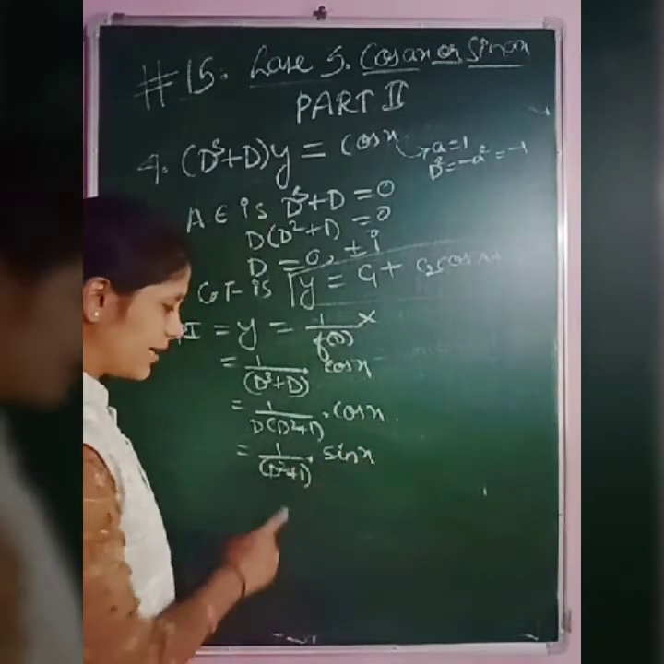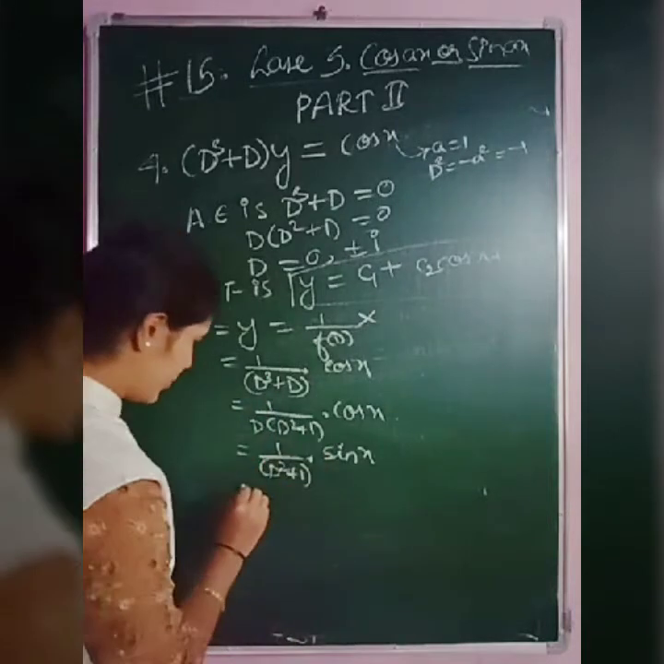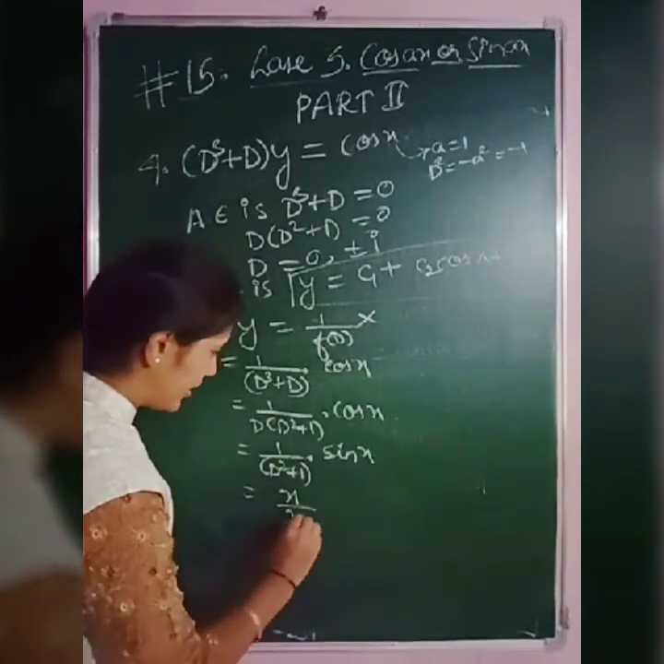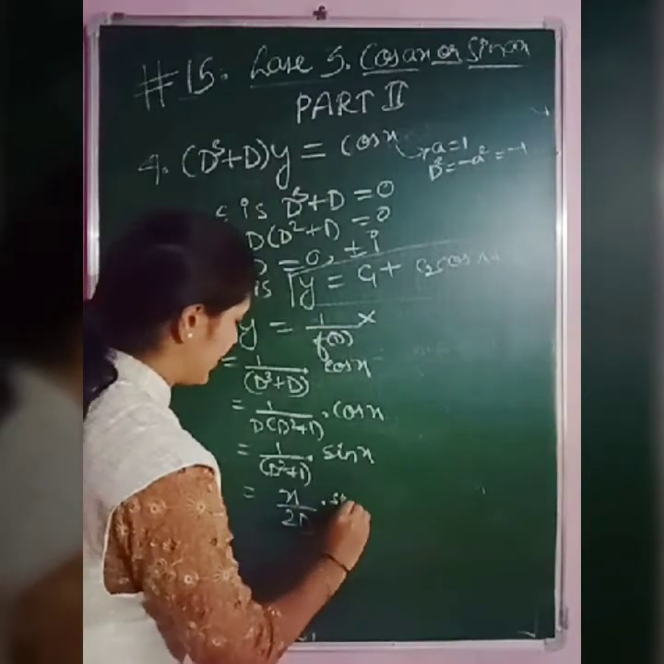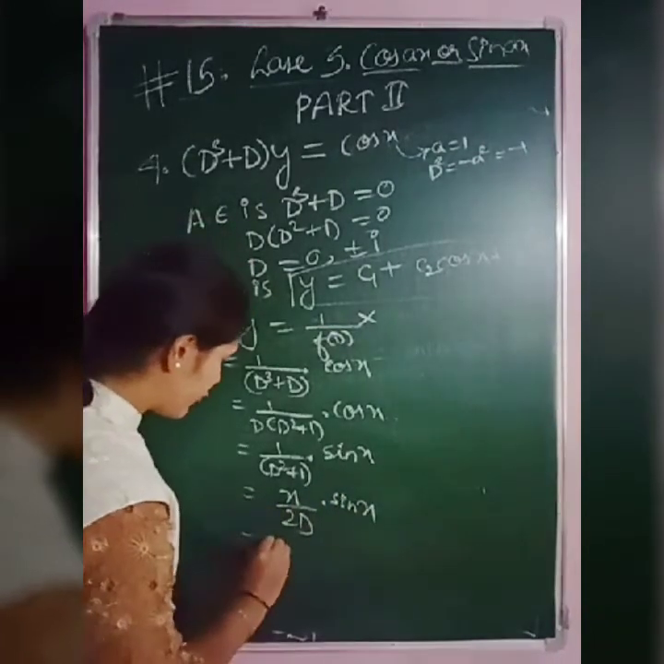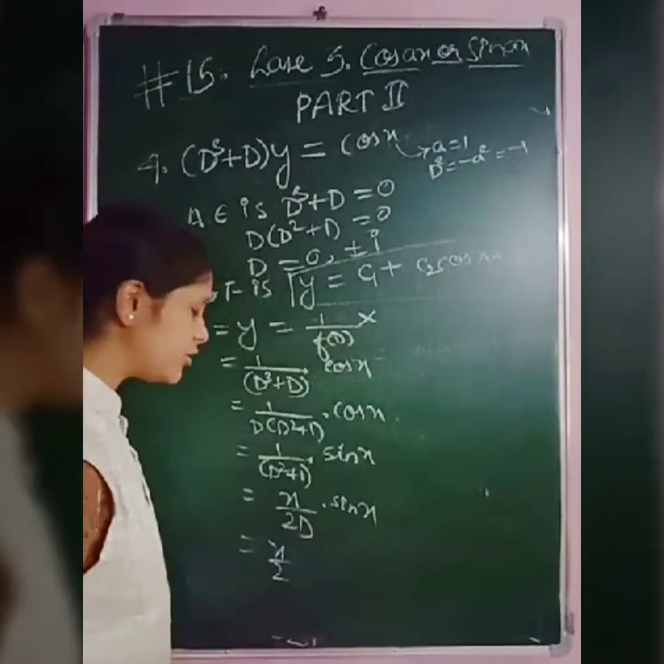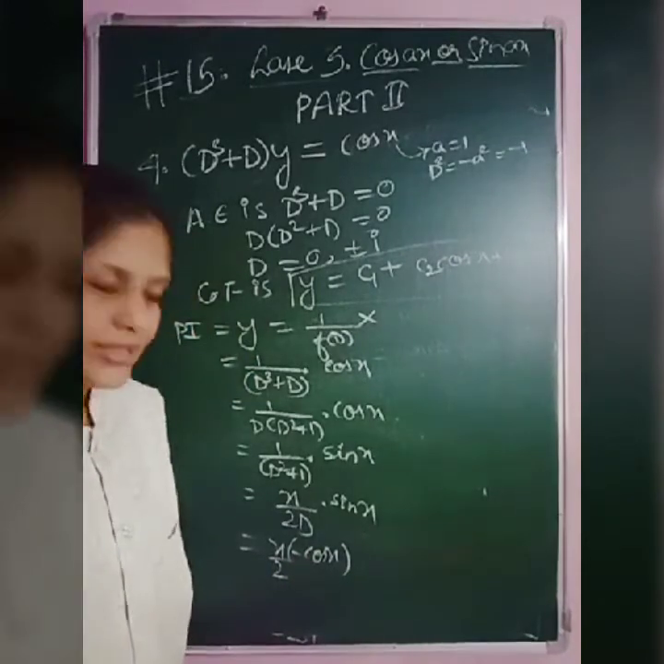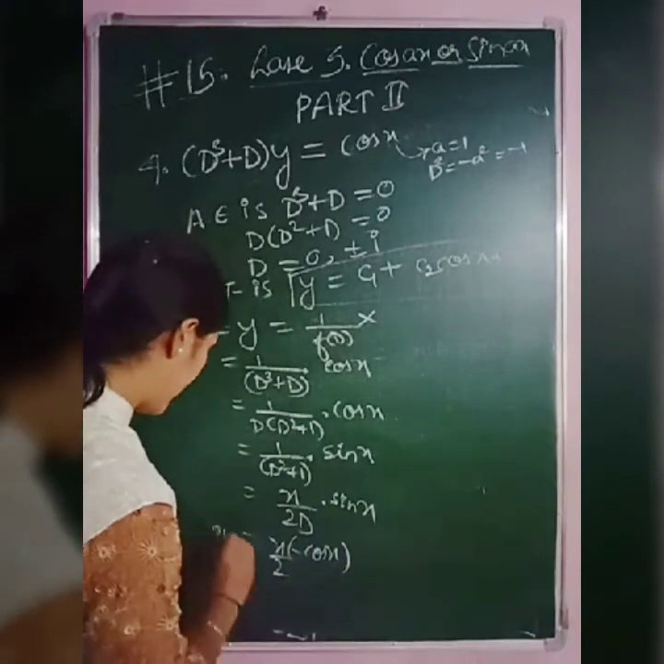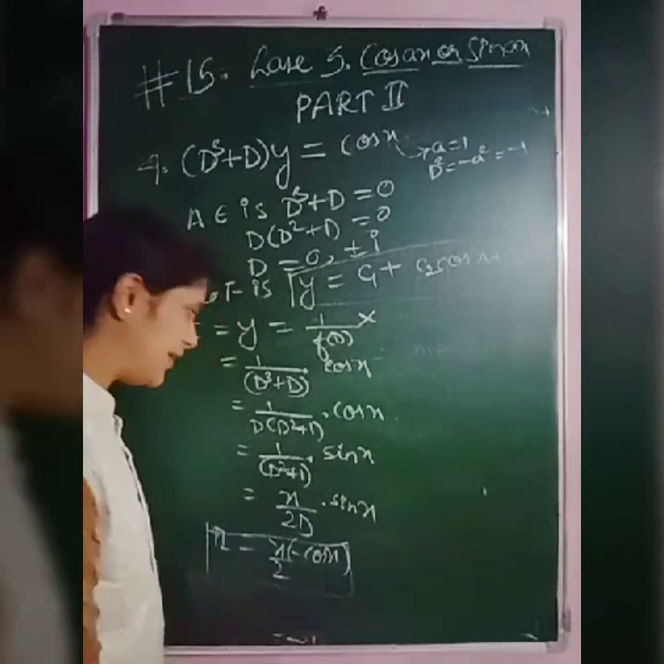So, D square equal to minus 1, what do we get? 0. So, multiply by x, differentiate the denominator, 2D sin x. Again, this stands for x by 2 as it is. What is integration of sin x? Minus cos x. Right? Either you can solve like this. So, this gives pi equal to minus x by 2.